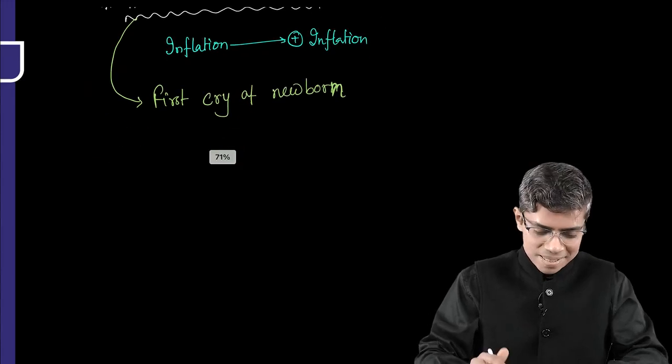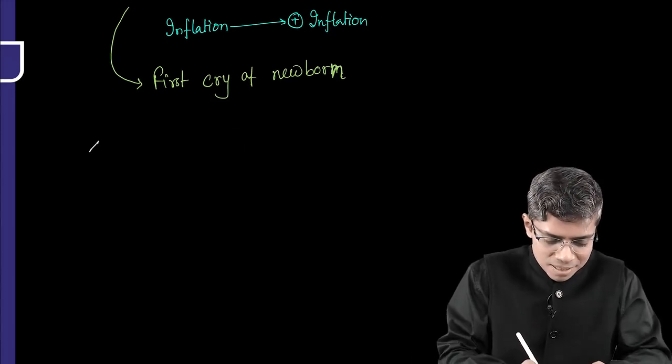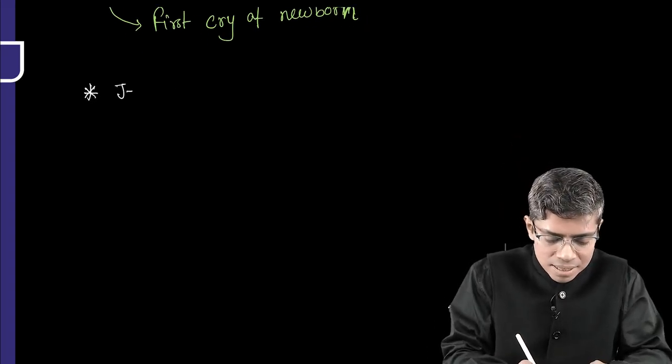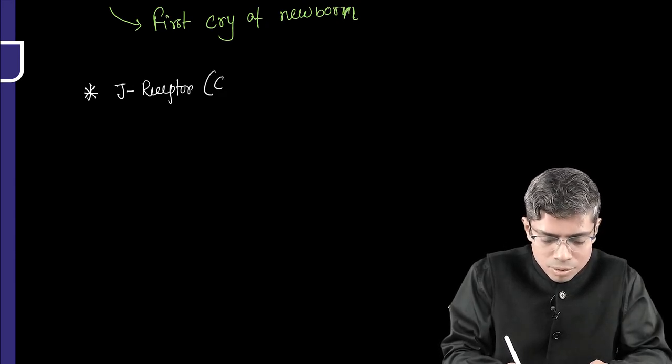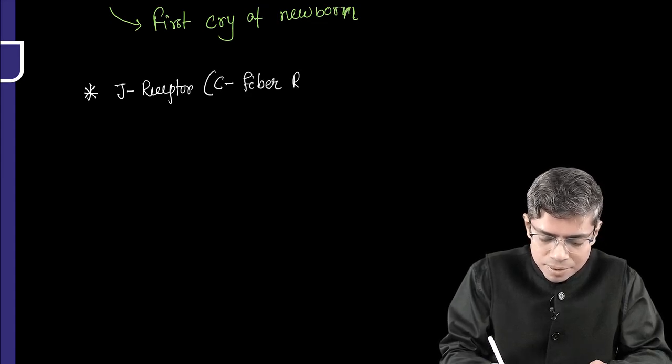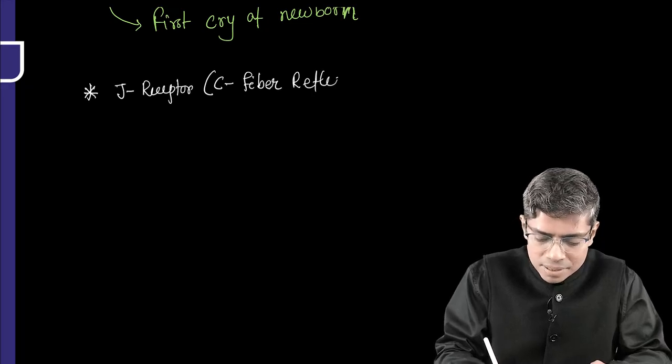And the last reflex that we are going to discuss in this regulation of respiration chapter is the J receptor reflex, which is also known as the C fiber receptor reflex.